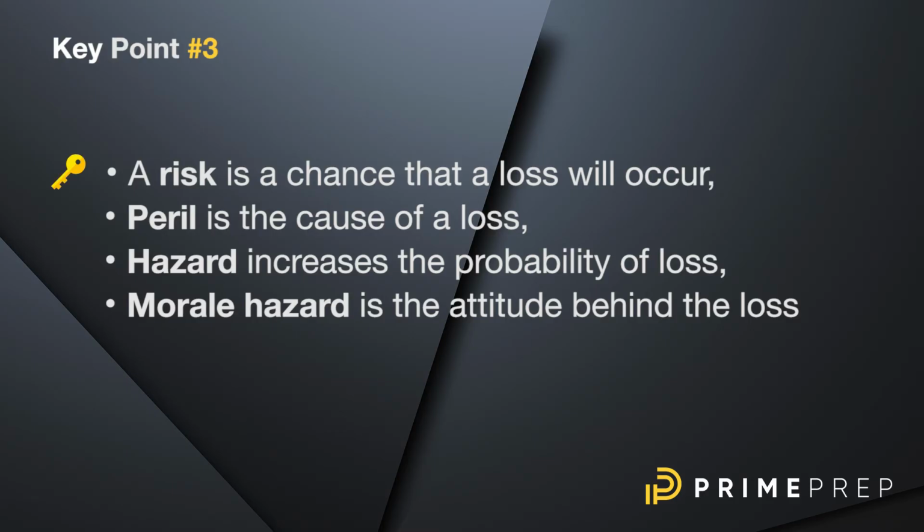The basis of insurance is sharing risk among a large pool of people with similar exposure to loss. The law of large numbers states that the larger the amount of people with similar exposure to loss, the more predictable the actual losses will be. Now, connecting back to our key points, a risk is a chance that a loss will occur. A hazard increases the probability of loss. A peril is the cause of the actual loss.